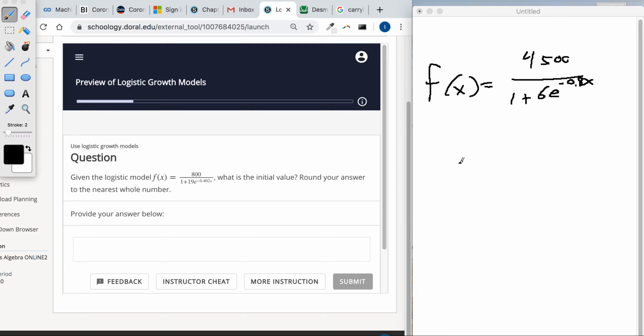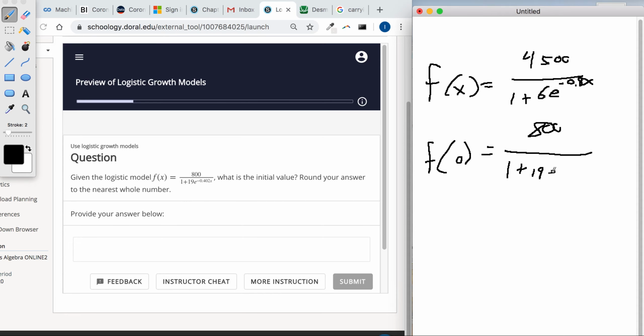Okay, an initial value just wants you to plug in 0, because time is usually the variable for this function. So when you're talking about logistic growth, usually 0 is the starting amount. Now negative 0.402 times 0 is just 0 here, right?